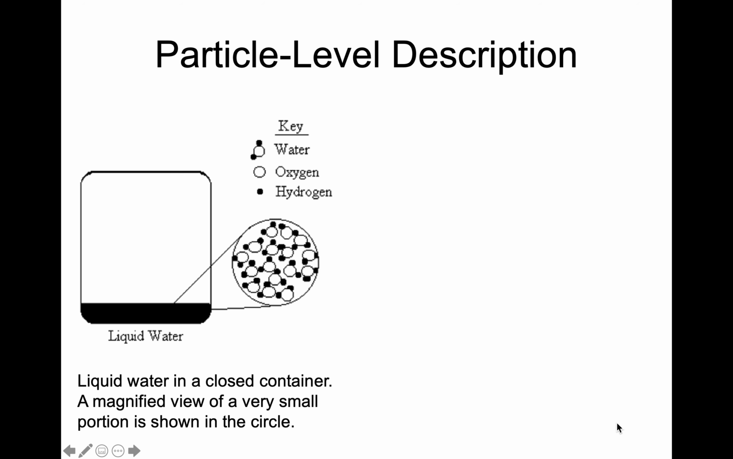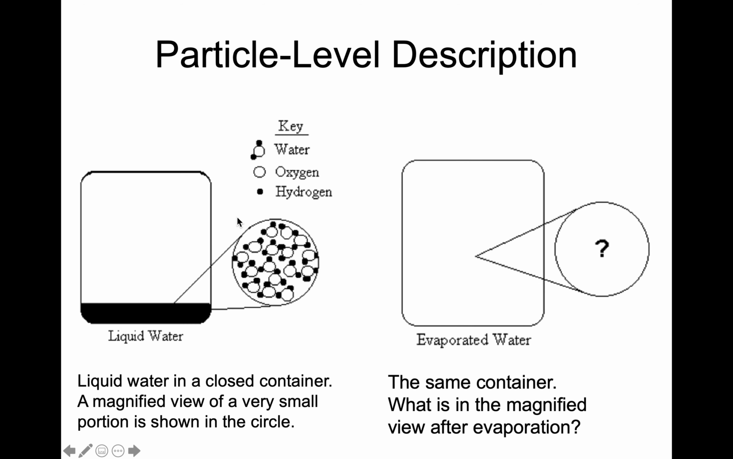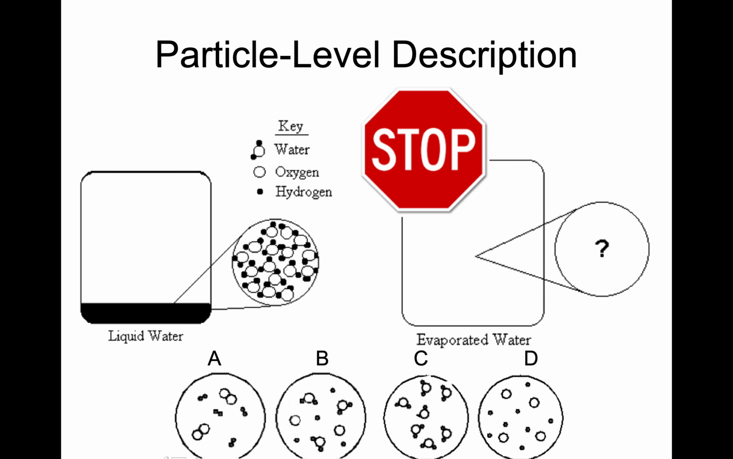Let's consider what's happening at the particle level. So suppose we have liquid water in this closed container. If we have a magnified view, if we zoom in, this is a description of what H2O looks like as a liquid. What if we had the same sealed container and the water had evaporated? What would a particle level representation look like now? What do you think? Is it more like A, B, C, or D?